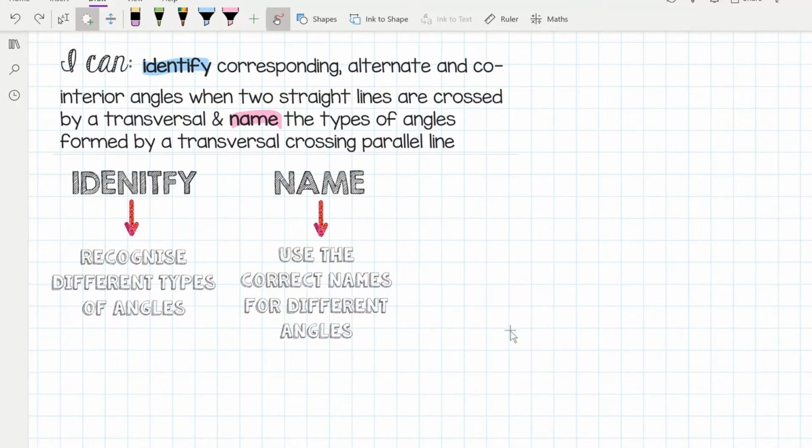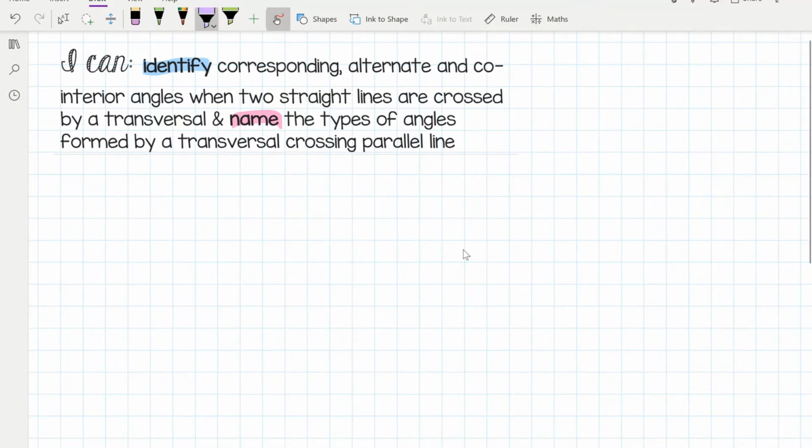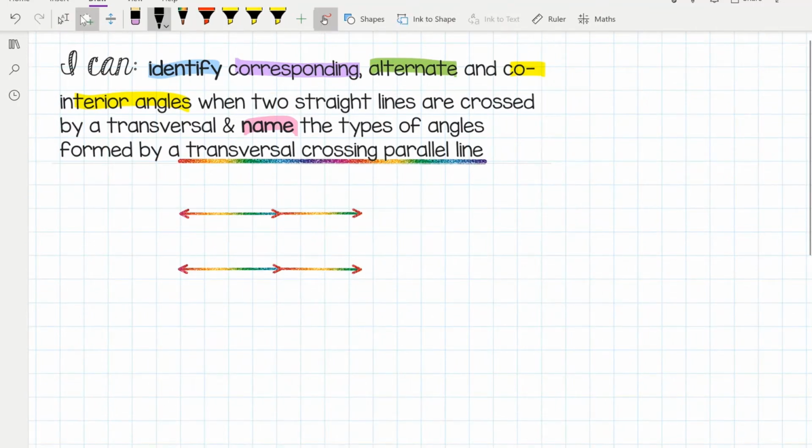Now we can have a closer look at the entire statement, which is, I can identify corresponding, alternate, and co-interior angles when two straight lines are crossed by a transversal, and name the types of angles formed by a transversal crossing parallel lines. This is quite a lot of new information, so let's start by looking at what a transversal crossing parallel lines means. This is a set of parallel lines.